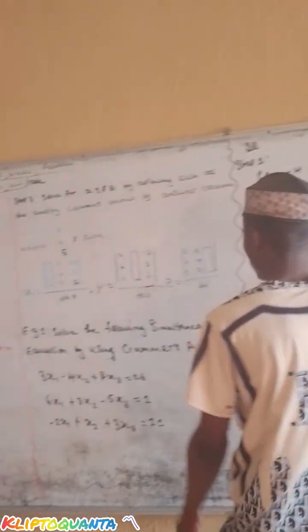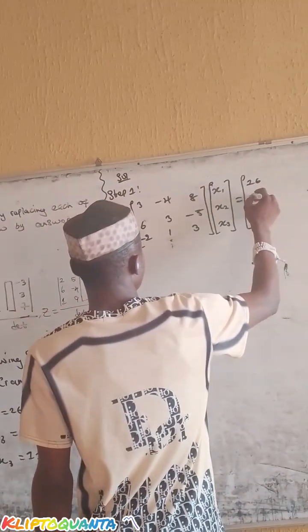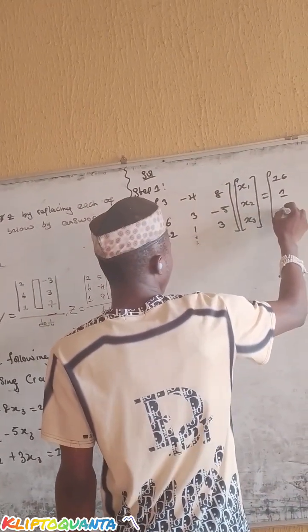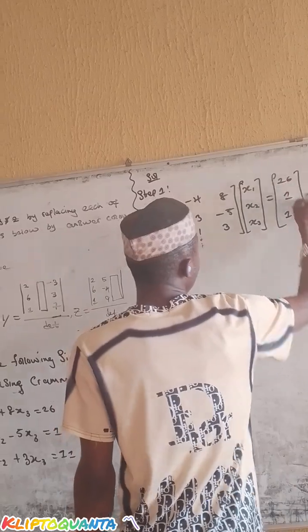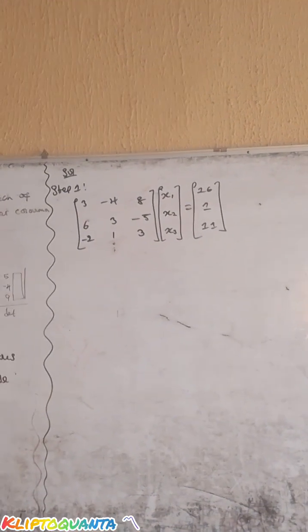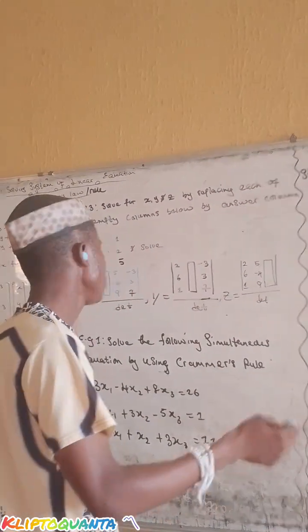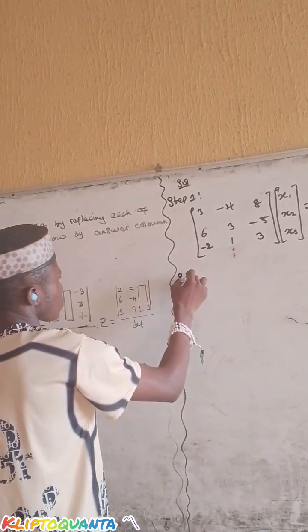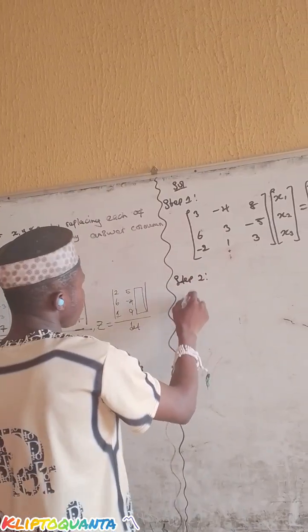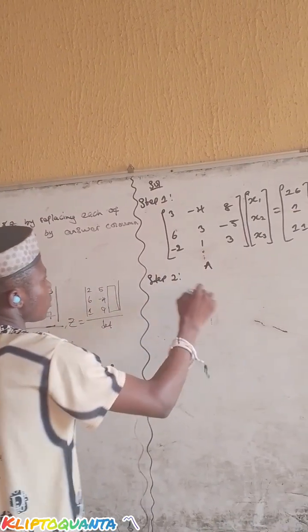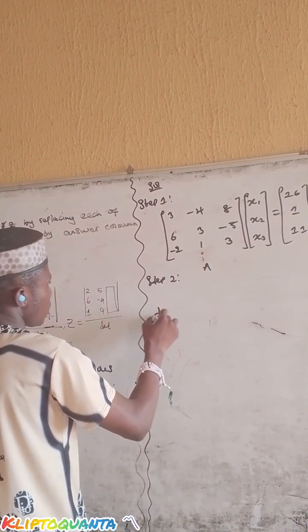Then our solution, we have 26, we have 1, and we have 11. So that is one thing we need to note first and foremost, that we need to understand about the concept of that. That is step one. Then step two tells us that you find the determinant. So let's say that this is A. You find the determinant of the matrix A.